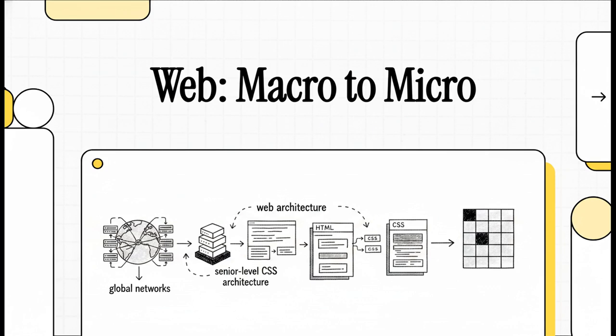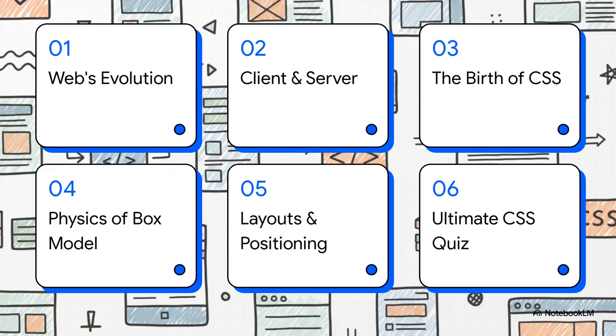We're going to look at exactly how we control the web, right from the global network level down to painting a single pixel on your screen. Real quick, here's our roadmap. We'll map the web's evolution, look at the client, server, and HTTP, cover the birth of CSS, dive into the literal physics of the box model, master layouts and positioning, and wrap it all up with the ultimate CSS quiz.